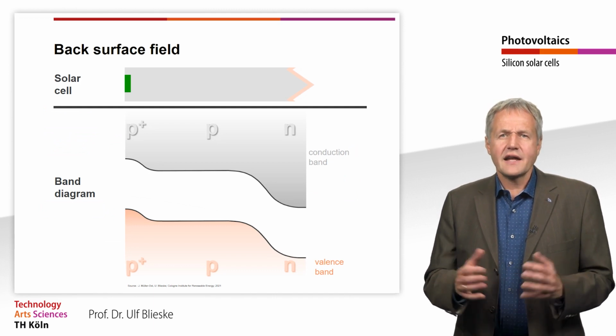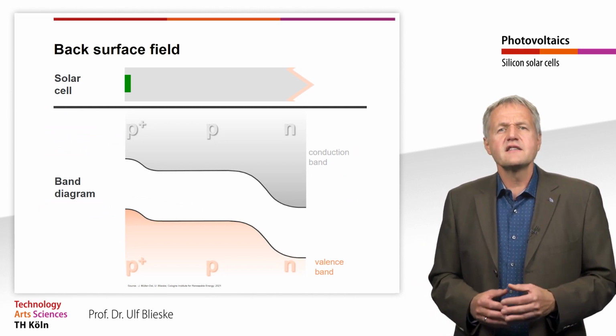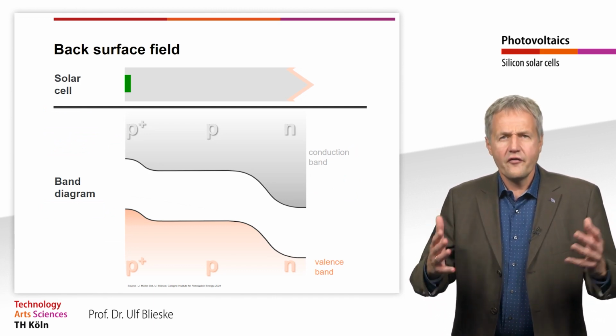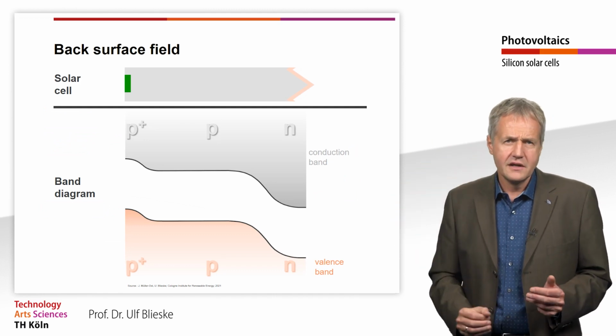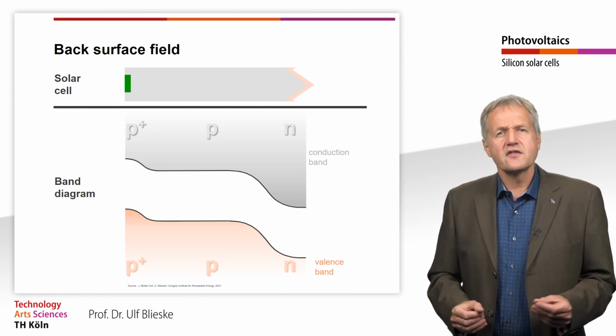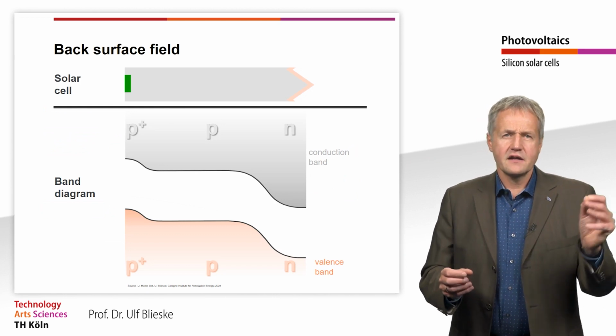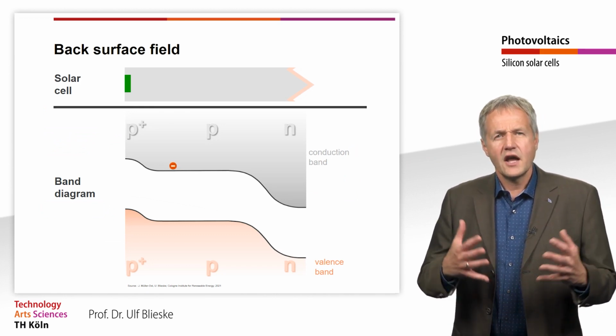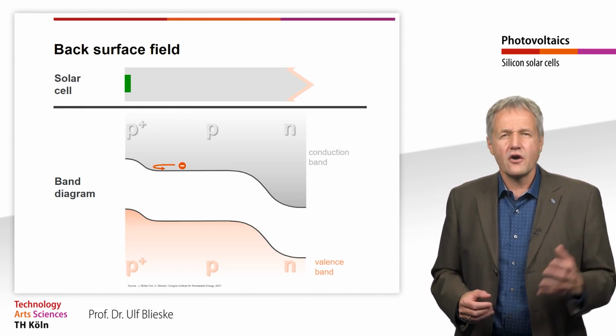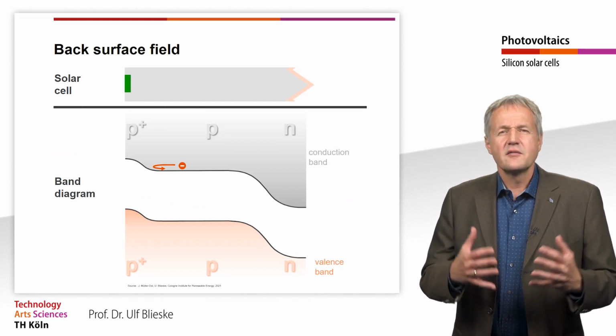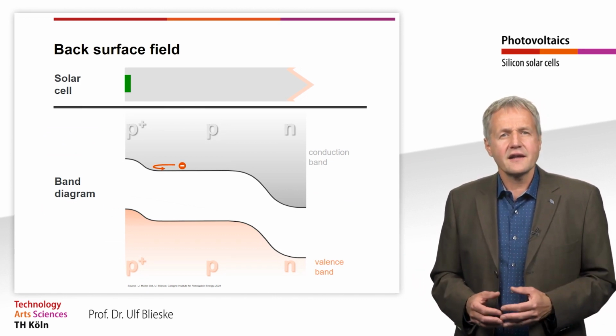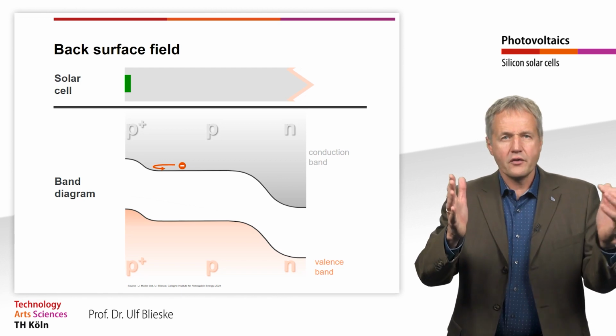The resulting electric field is visible in the band diagram through a further potential step. It drives incoming electrons back into the semiconductor and prevents them from reaching the contacts. The back surface field thus acts as an electron mirror.